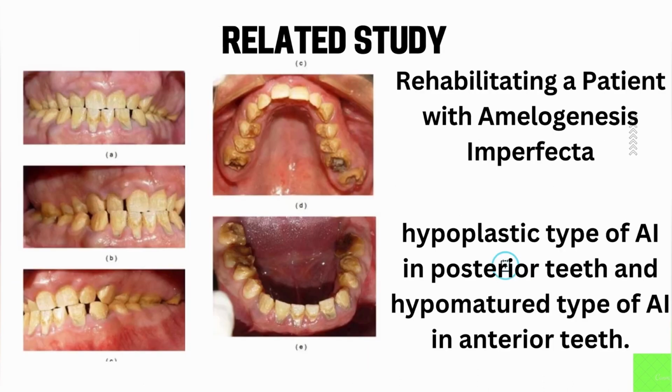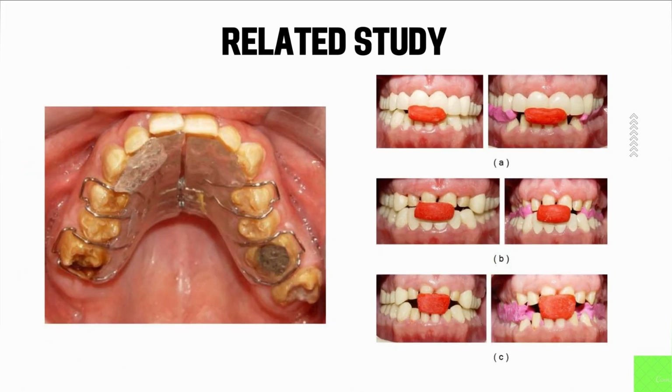This similar clinical case outlines the oral restoration process for a young patient who has been diagnosed with a hypoplastic form of amelogenesis imperfecta affecting the posterior teeth, and the hypomatured form of amelogenesis imperfecta affecting the front teeth. There was evidence of crown resorption prior to eruption in teeth numbers 2 and 18.